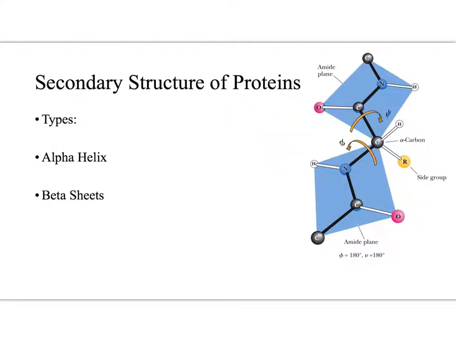So we've looked at primary structure and that sequence. Now we're getting into the secondary structure of proteins. The secondary structure results from regular patterns of hydrogen bonding. Here we're looking at more localized intermolecular interactions, specifically hydrogen bonding between these substances. And there are two main types of secondary structure: the alpha helix and the beta sheets.